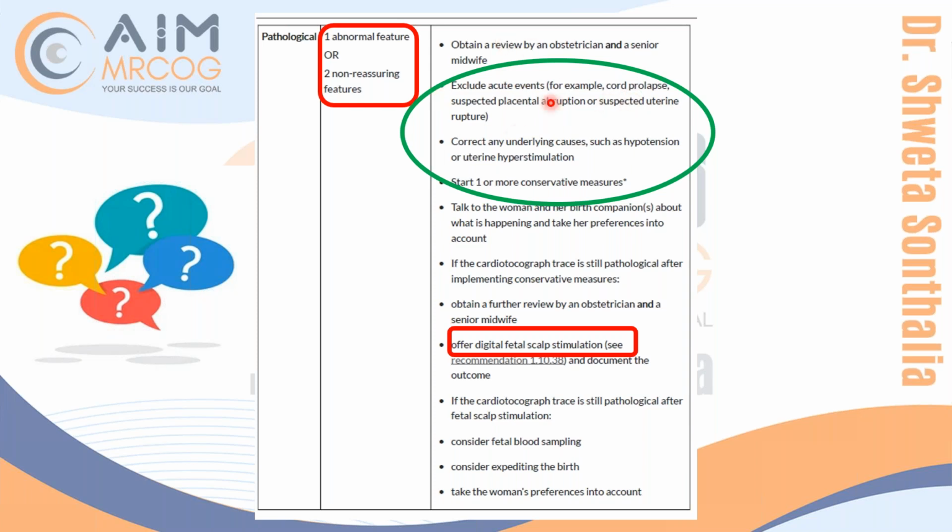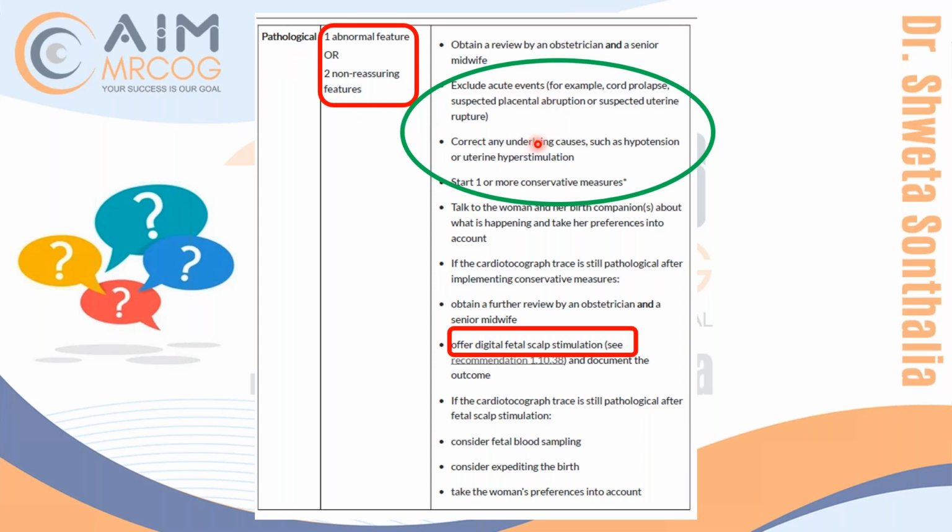So that's why excluding an acute event is very, very important in cases of pathological trace, because if it is an acute event, you're not going to do anything but deliver the patient as soon as possible. If she is fully dilated, instrumental delivery should always be preferred if possible. If not, cesarean, category 1. So that's the importance. That's why excluding the acute event in pathological CTG is very, very important.